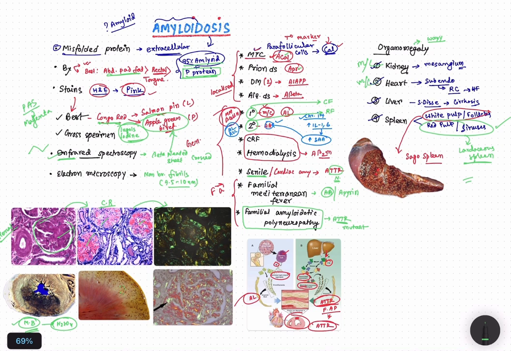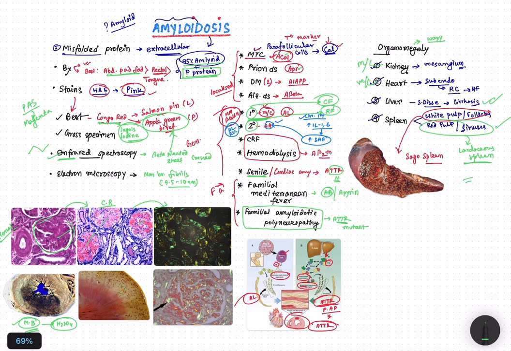What is the most common cause of death in primary amyloidosis? I told you, heart failure. What is the most common cause of death in secondary amyloidosis? Told you, renal failure. Which part of the heart is earliest involved in amyloidosis? It is the subendocardium. Which part of the liver is affected earliest? It is the space of Disse. Which cells are there in the space of Disse? Please comment it.